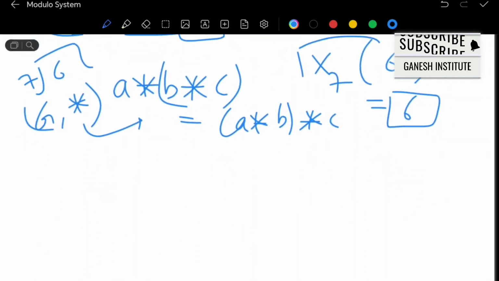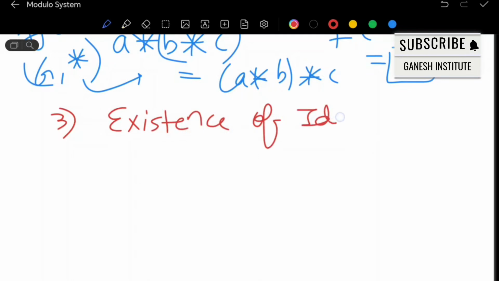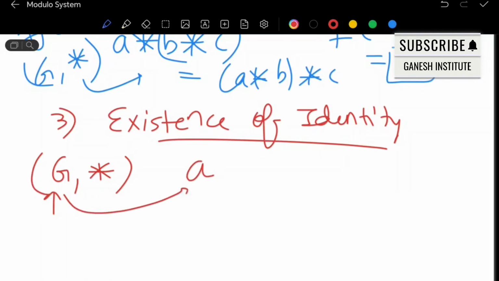Okay. Next, third property we have to check. What is it? Existence of identity. And what is identity? Basically, if I have an algebraic structure, a non-empty set, and a binary operator, and I have considered any element from G, whenever it is operated by this operator with a number and it gives me back the number itself, then I can call it an identity, right?